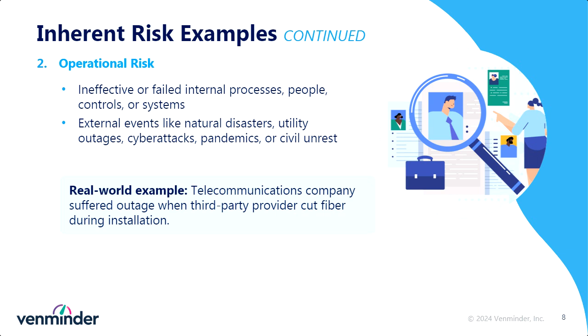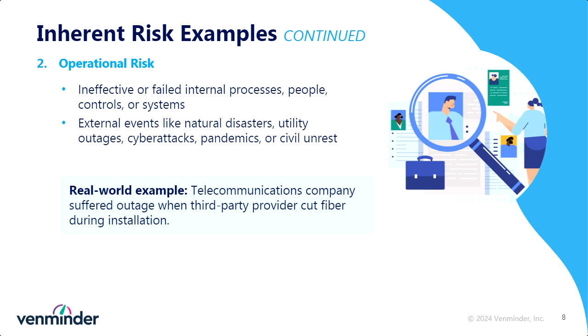Moving on to operational risk, this can be divided into two main categories. The first category would be one where your operations are negatively impacted because of the vendor's internal factors, such as processes, people, controls, or systems that are ineffective or have failed.